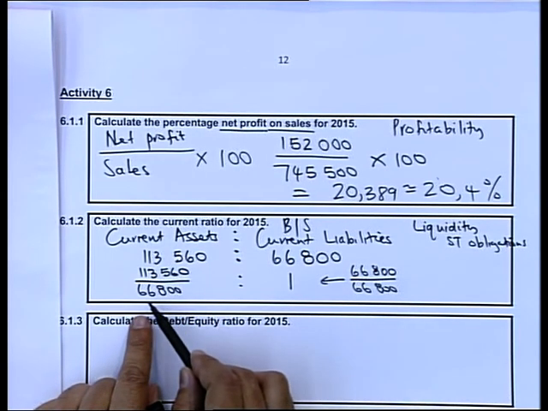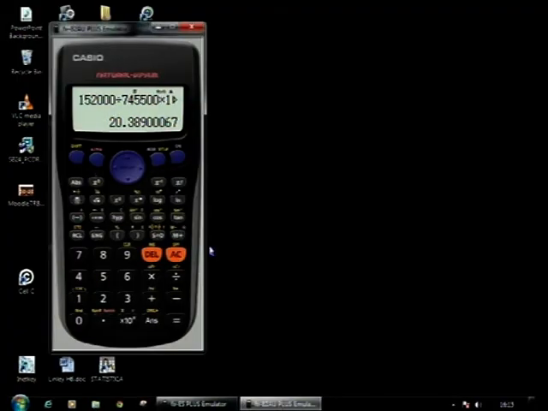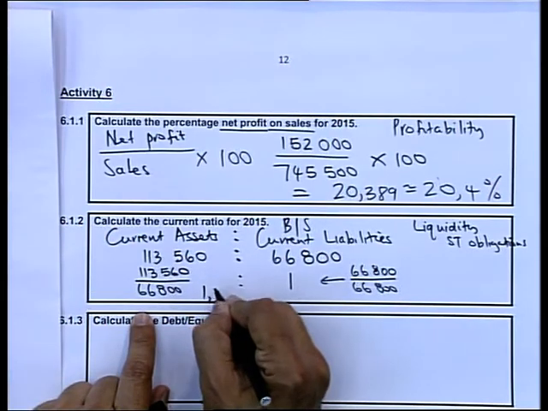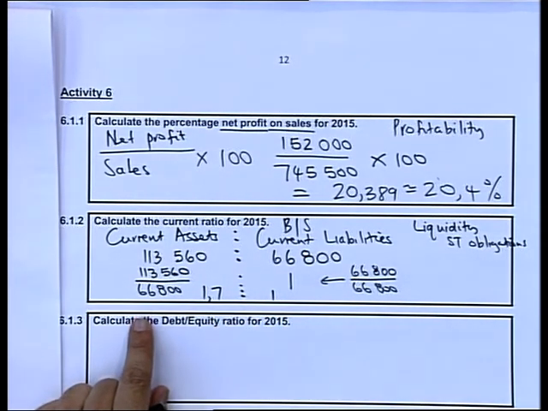So on my calculator, all I have to do now is divide 113,560 divided by 66,800. So let's go to the calculator quickly. And we said it's 113,560 divided by 66,800. Here we go. We're getting an answer of 1.7 is to 1. Right? And that's your final answer.